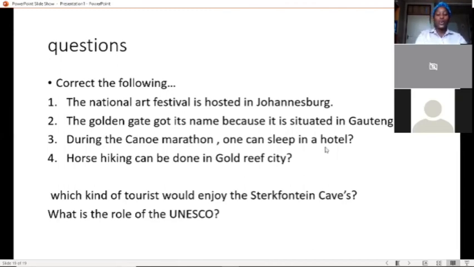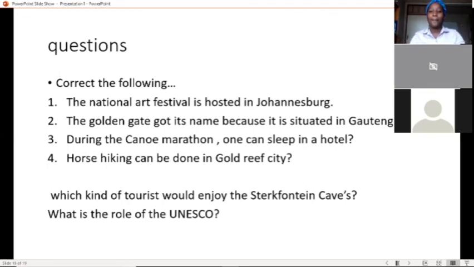Yes, ma'am. So the last question is, which kind of tourist would enjoy the Sterkfontein Caves? Is it the adventurous one, the natural one, the educational one, the one that loves science? You can go there for educational purposes, but if you are a nature lover, do not think you will enjoy the caves. You would want to smell flowers, see the sun.